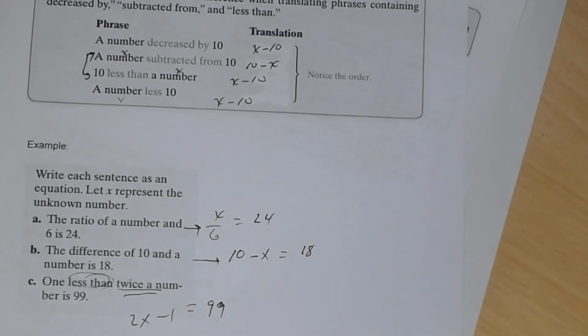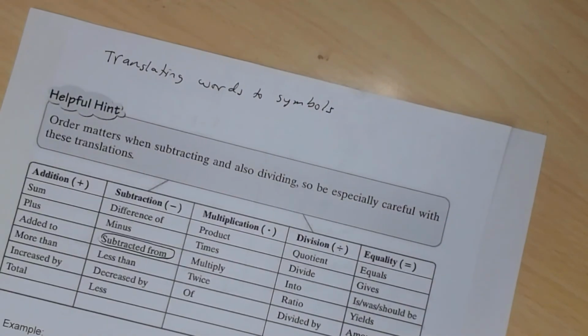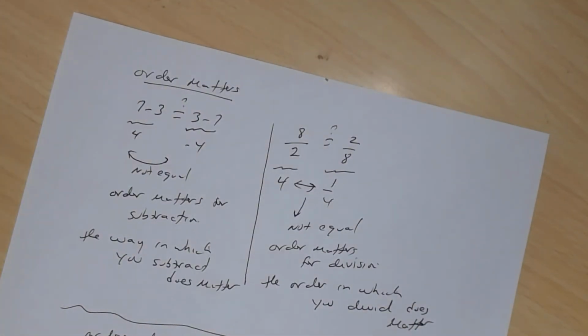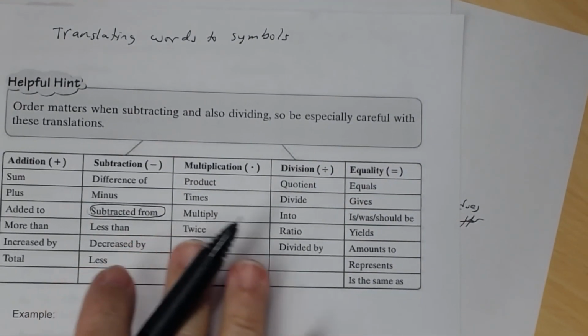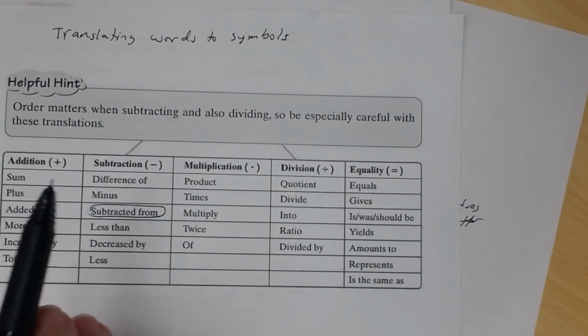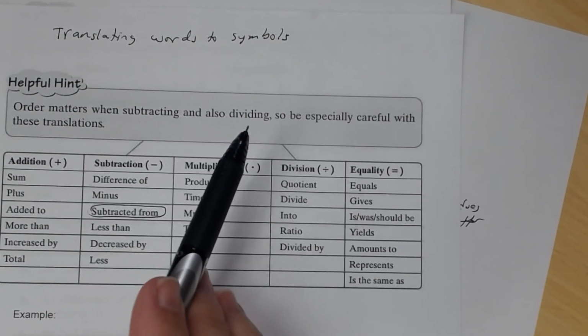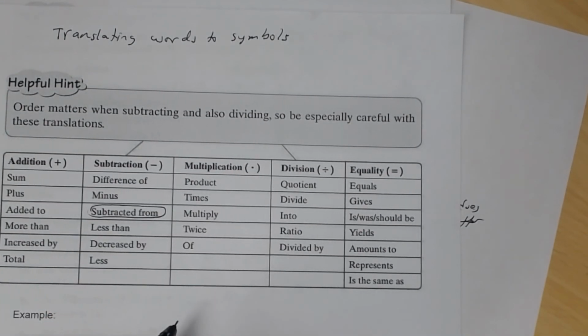Okay, that should take care of this lesson. And remember, in this lesson, you are basically translating words into symbols. And you just got to remember these words. You also have to remember that in terms of subtraction and division, the order does matter. Okay? All right.